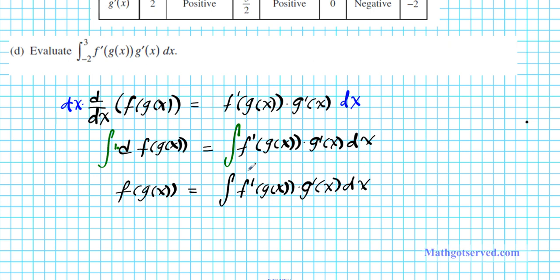Study the right side of this equation for a second. Isn't that exactly what we have here? That's what we have. Okay, so this is basically the reverse of the chain rule. You're integrating the result of the chain rule. All right, so if you integrate the result of the chain rule, you end up with the composite function f of g of x. So let's go ahead and apply this idea to this problem.